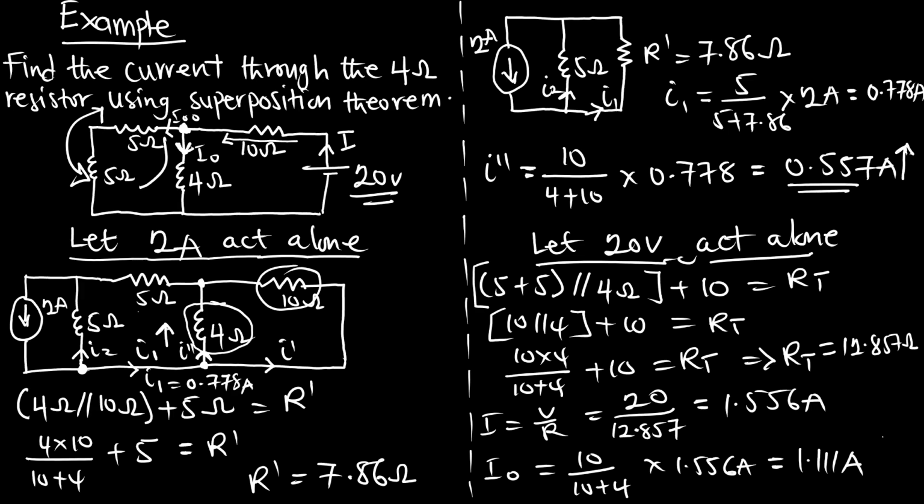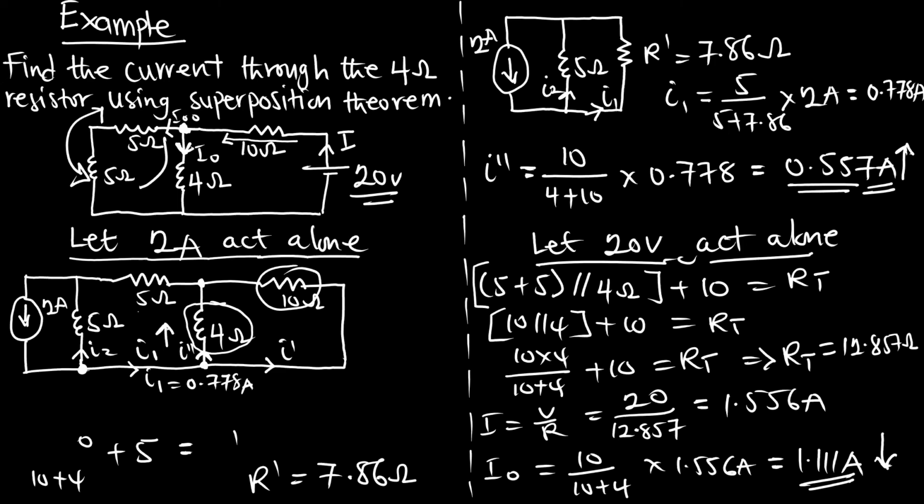And when you look at the current passing through the 4 ohms from the voltage source, it is a downward current. So we now have two currents, one from the current source, one from the voltage source. So we are going to consider which one to be positive and which one to be negative from our own analysis. So now let's find the effect and sum whatever we have to get our final answer. Let me take this off so that we can work the final solution.